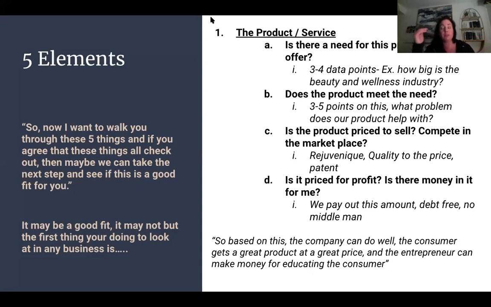So if you look at the Meet Mon 8 guide, you could take points from that and put it in here. It's basically saying the same thing, but wording it differently. You're just presenting it in a different way that's a little bit more effective for the person at the presentation. So based on this, the company can do well, the consumer gets a great product at a great price, and the entrepreneur can make money for educating the consumer.